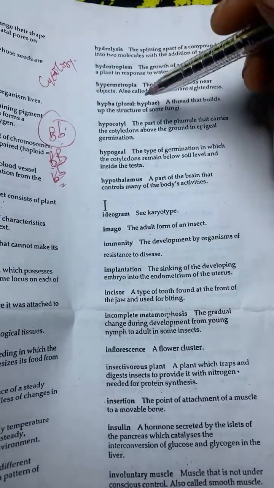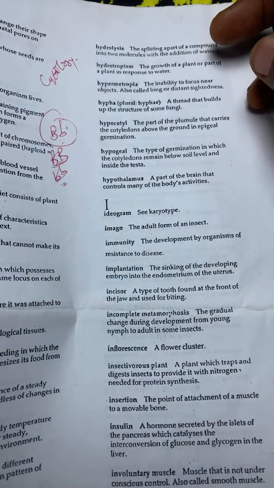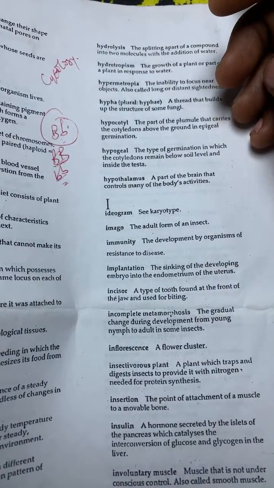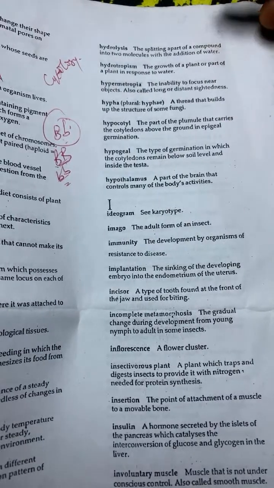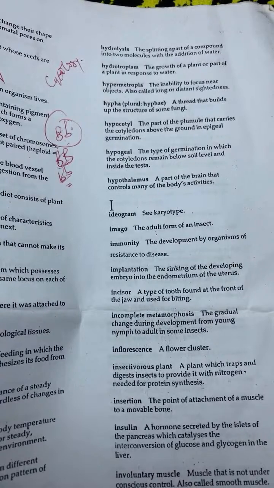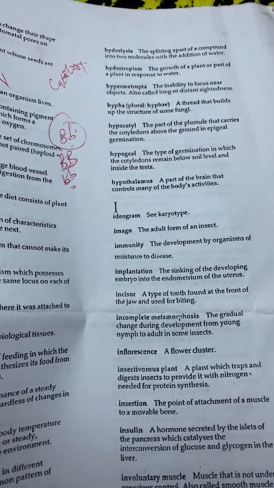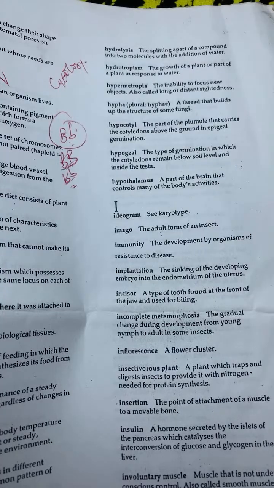We call it what? Hydrotropism. We also have hypermetropia. Hypermetropia is the inability to focus on near objects. That means we call it long-sightedness. Now, that's hypermetropia. It is called what? Long-sightedness. Are we there now?